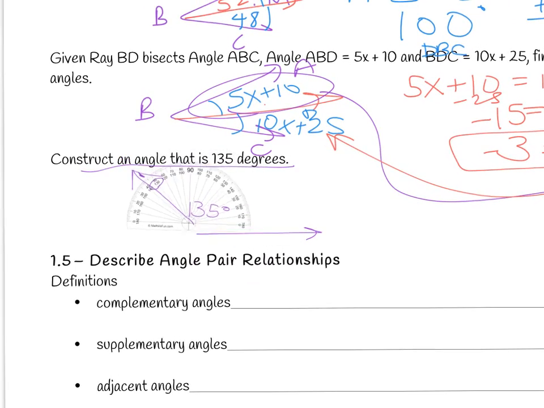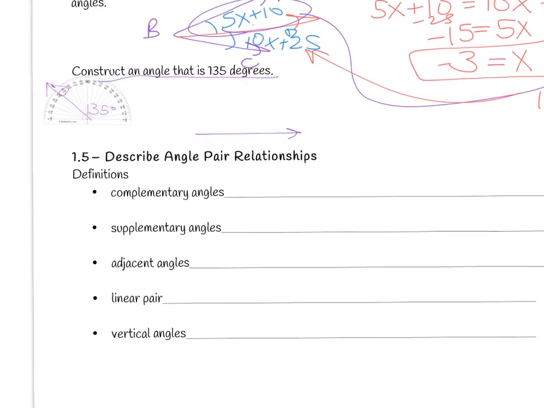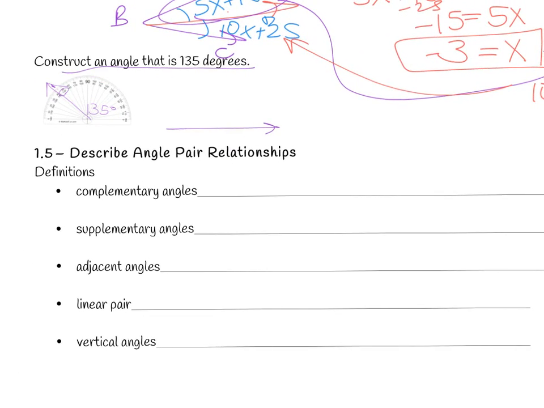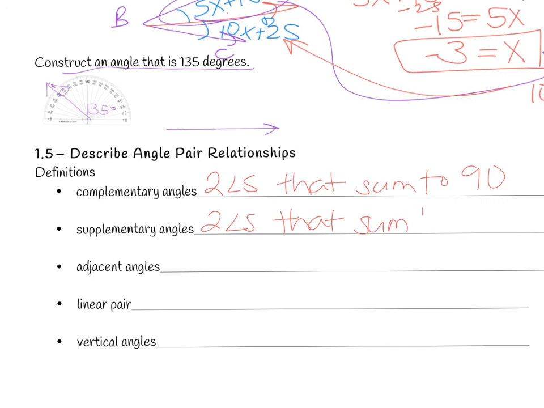Okay, number 1.5 says describe angle pair relationships. So now we're talking about complementary, supplementary, adjacent, linear pair, and vertical angles. And this is how we started the day. Complementary is two angles that sum to 90. Supplementary, two angles that sum to 180.